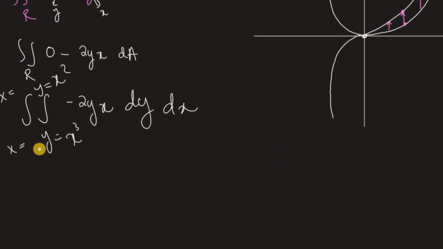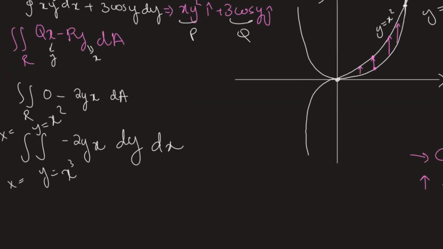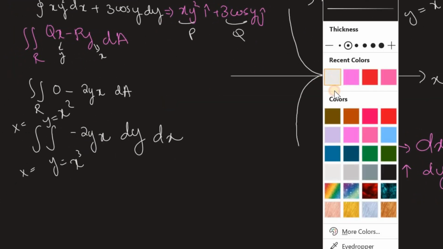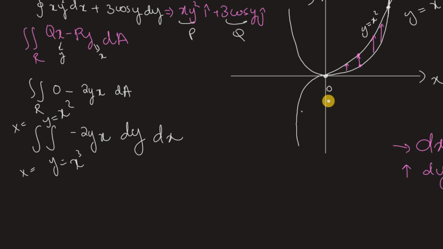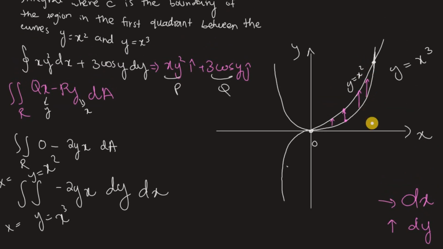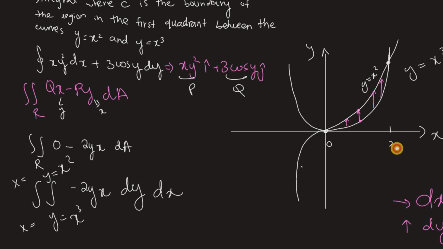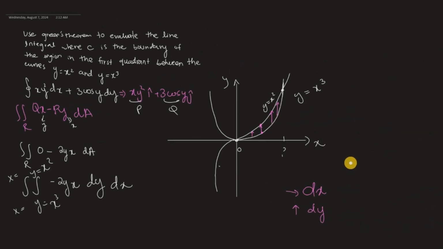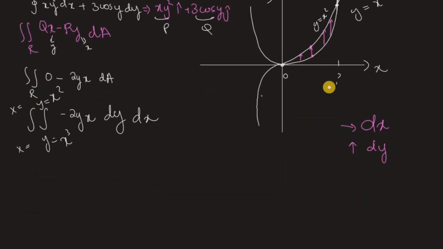Next, what values does x belong to? This is 0, and what about this one? What is the intersection point? We need to know this. And I hope you remember from high school how to find the intersection point.